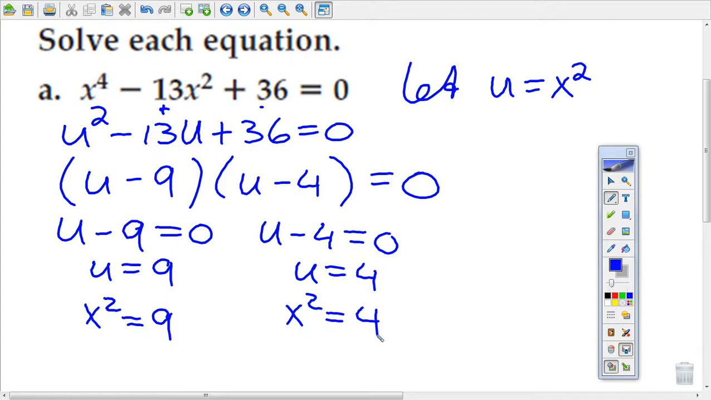Hopefully I get 4. Well, here I could take the square root of both sides. This becomes x equals plus or minus 3. And then here I can solve for x, and x equals plus or minus 2. There are a lot of answers. 4 of them, to be exact. You should start making the link between seeing a degree 4 and expecting a maximum of 4 real zeros. And remember that we don't care about u.